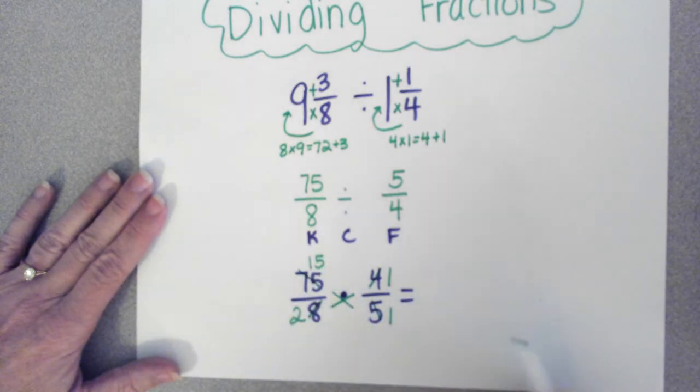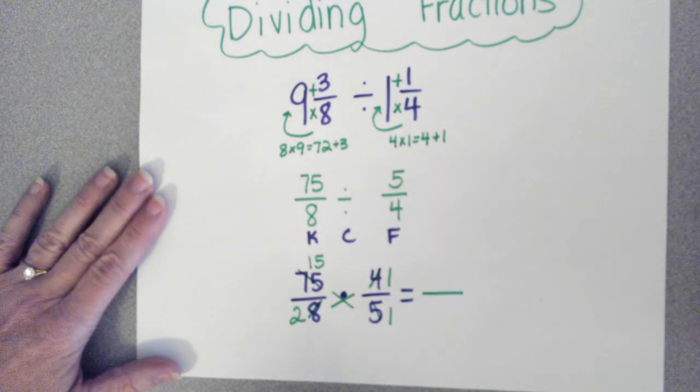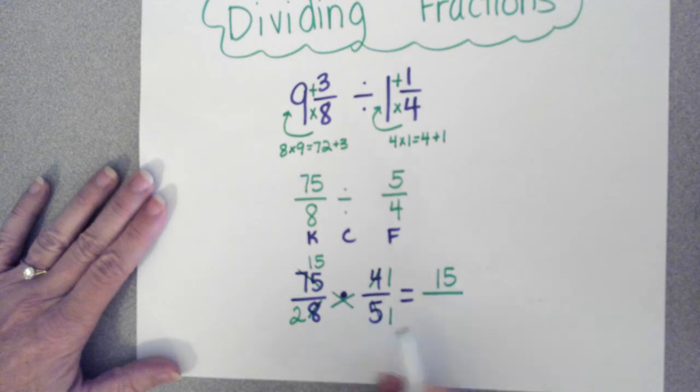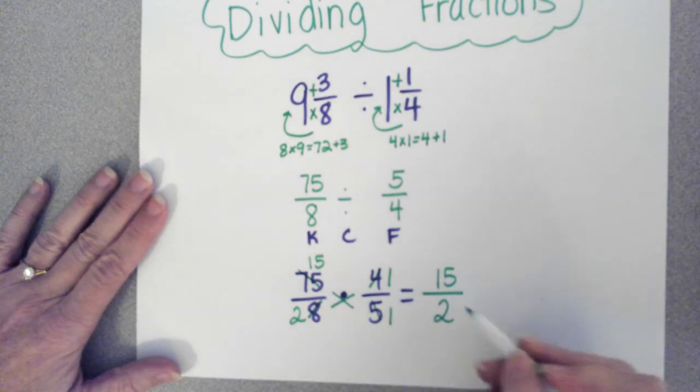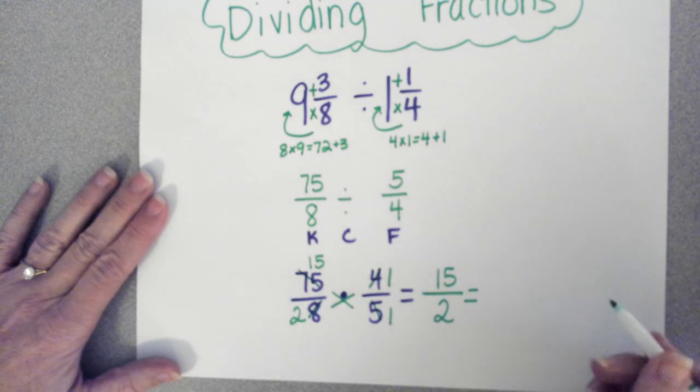Now that I have cross-simplified, I can now multiply the top times the top and the bottom times the bottom. 15 times 1 is 15. 2 times 1 is 2. It is an improper fraction, so with all improper fractions, I need to change them to a mixed number.